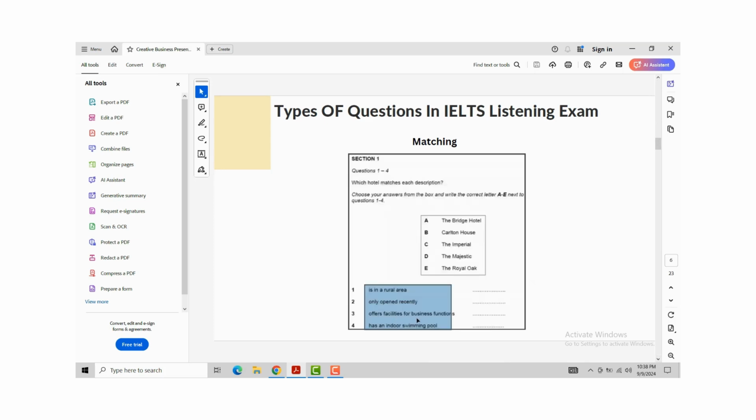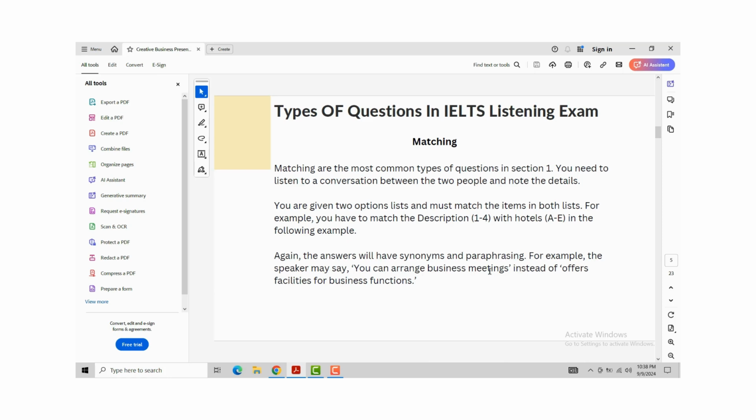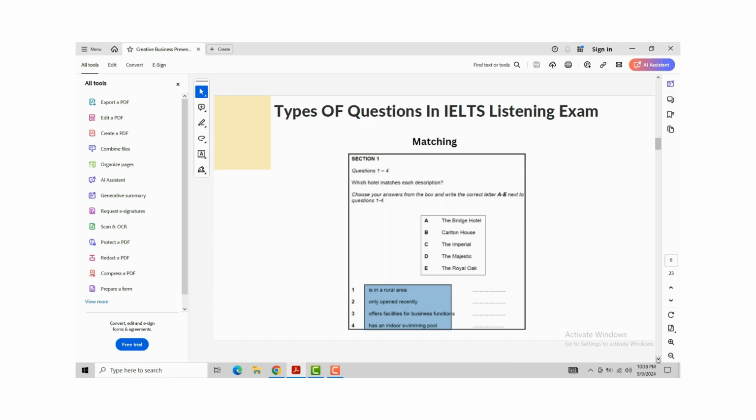Offer facilities for business solutions, but in the recording you may hear you can arrange business meetings. So paraphrasing and synonyms are extensively used in questions, and you must have a high level of vocabulary to find the meanings of the words you listen to in the recording, and then to match them with their meaning in the answers. So this is the matching type of question.